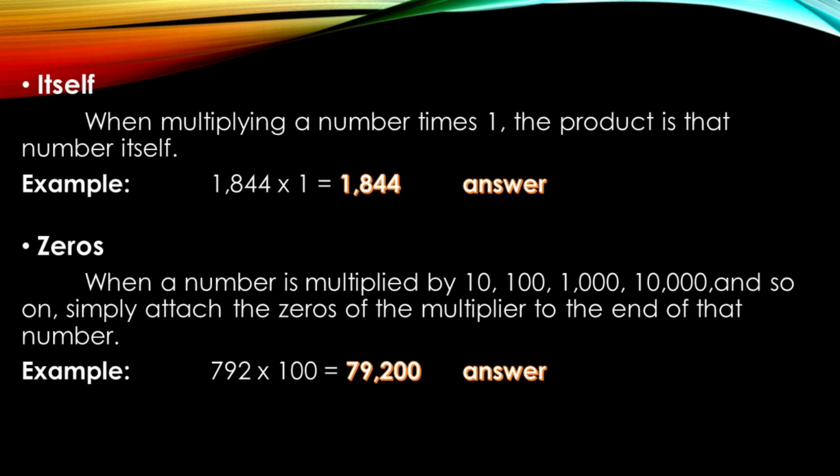Next, then zeros, when a number is multiplied by 10, 100, 1,000, 10,000, and so on, simply attach the zeros of the multiplier to the end of that number. So for example po dyan class, 792 times 100 is equal to 79,200. So ibig sabihin, yung word of zeros, dyan po tayo nagtatapos sa mismong zero. Dahil gumamit po tayo ng 10, 100, 1,000, 10,000, gumamit po tayo ng mga ganyang numbers na itinayos po natin sa kahit anong number na ating ibibigay in the given.